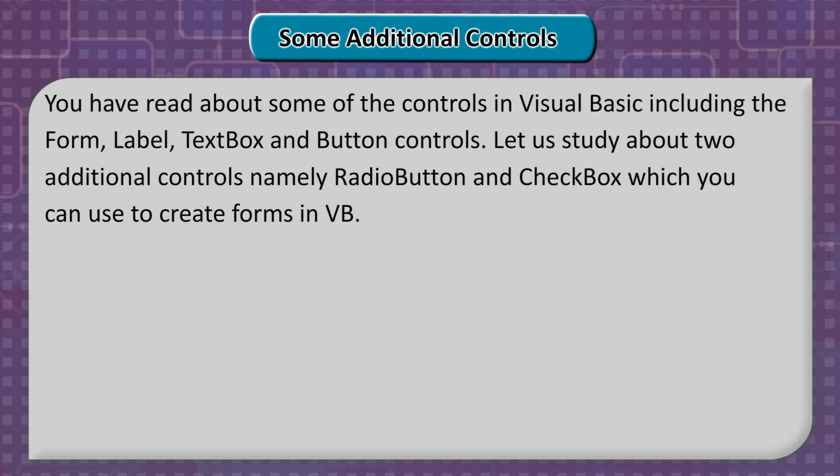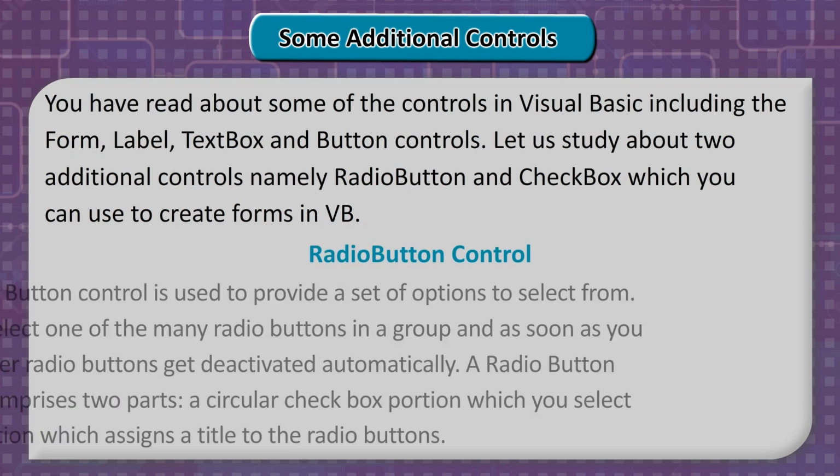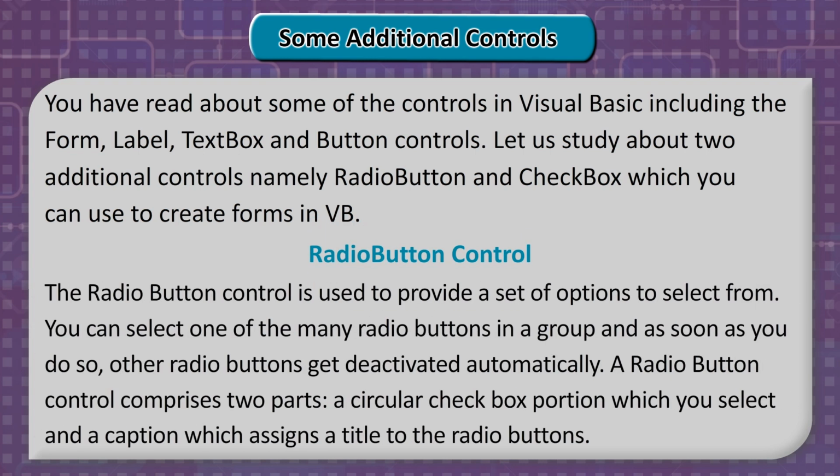Some additional controls. You have read about some of the controls in Visual Basic, including the form, label, text box and button controls. Let us study two additional controls, namely radio button and checkbox, which you can use to create forms in VB. Radio button control. The radio button control is used to provide a set of options to select from.